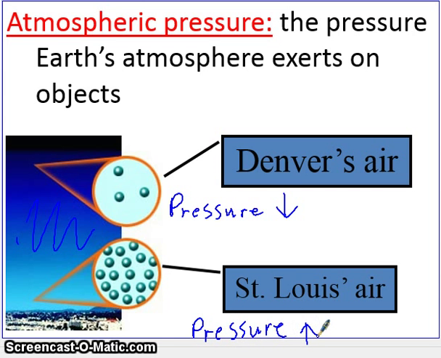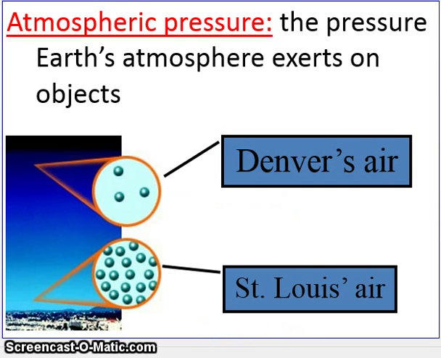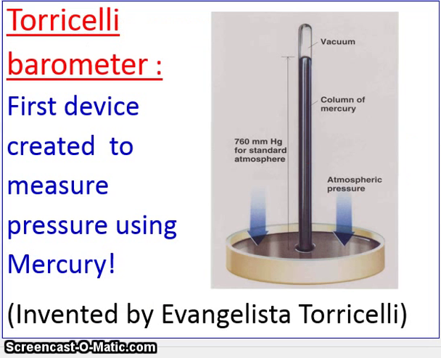The temperature is also lower the higher up you go. But here we're looking at pressure. Notice the more particles you have, the higher the pressure. That's kind of the idea. Now, the way pressure was first defined that we know about was using a tube filled with mercury. This is called the Torricelli barometer, named after Mr. Torricelli, who was the first one to do this sort of thing that we're aware of. And it was the first device created to measure pressure.